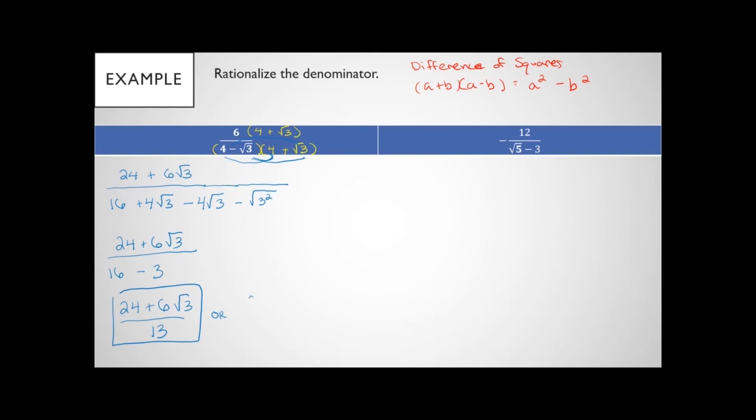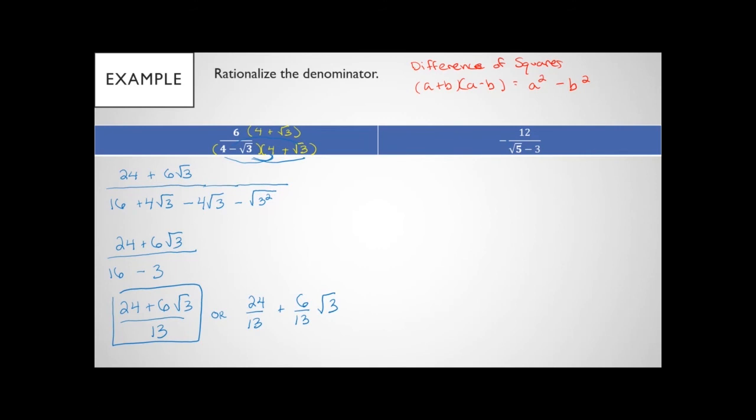Now, some people will write it as 24 over 13 plus 6 over 13 square root of 3. So some people like to split that up into 2 separate fractions. I usually only do that if I can reduce, but neither of those fractions reduce, so I usually don't take the time. But some people do split that up so that they have them not in a single fraction. Are there any questions on this example I just did?